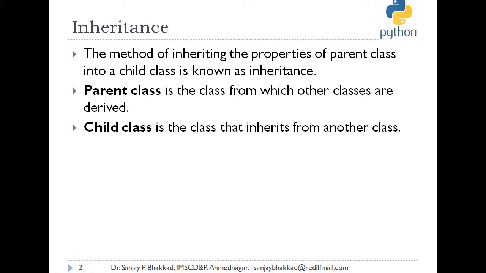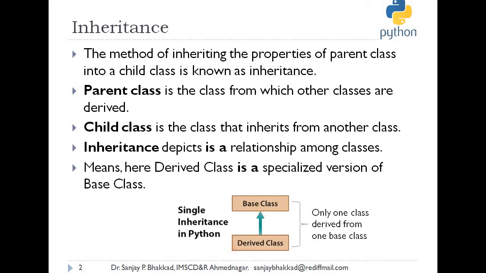A parent class is the class from which other classes are derived. It is also called the base class or a superclass. A child class is the class that inherits from another class, also called a derived class, subclass or subtype. Remember that inheritance depicts an is-a relationship among the classes, meaning a derived class is a specialized version of a base class.